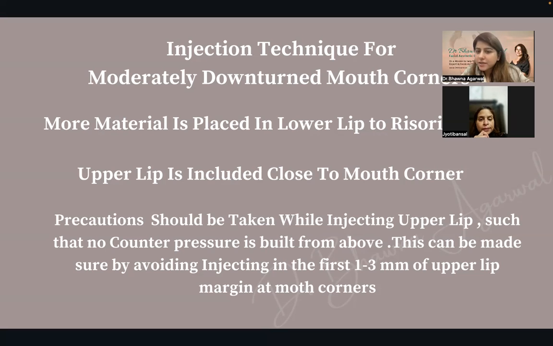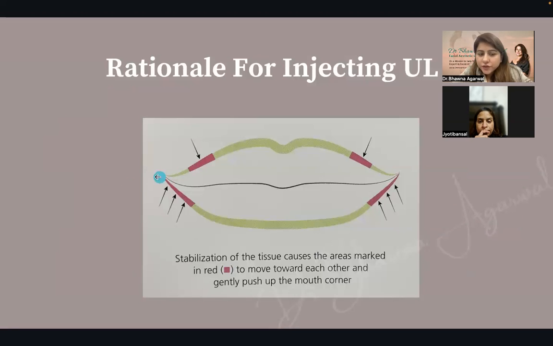More material is placed in the lower lip to risorius, and the upper lip is included close to the mouth corner. Precaution should be taken while injecting the upper lip so that no counter pressure is built from above. This can be ensured by avoiding injecting the first 1 to 3 mm of the upper lip margin. We do not have to inject here, because if we inject here, it will create a counter pressure. Avoid this area and just inject this border.